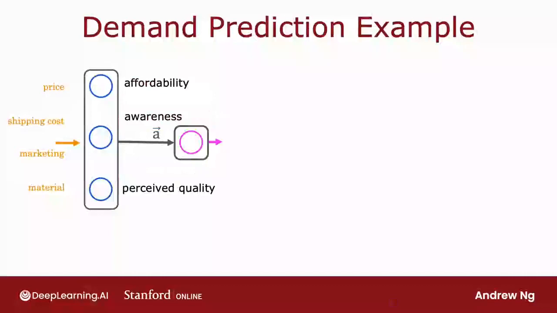Recall the demand prediction example from last week, where given price, shipping cost, and marketing material, you would try to predict if something is highly affordable, if there's good awareness and high perceived quality, and based on that, try to predict if it's a top seller. But this assumes that awareness is binary: either people are aware or they are not. But the degree to which possible buyers are aware of the t-shirt you're selling may not be binary. They can be a little bit aware, somewhat aware, extremely aware, or it could have gone completely viral.